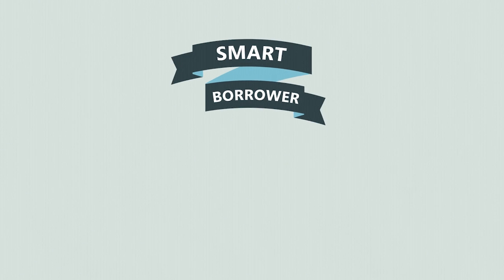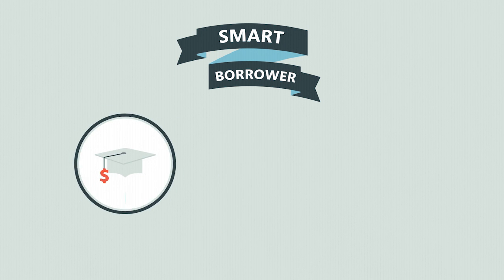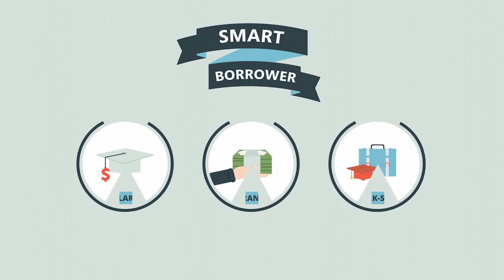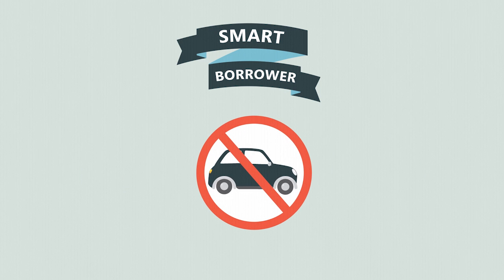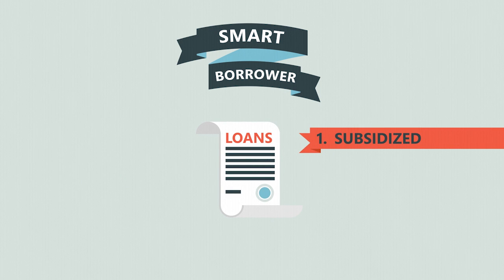Smart borrowers look closely at interest rates, as compounding interest can greatly increase the cost of a loan. Maximize their scholarships, grants, and work-study opportunities first. Only borrow what they need and never use student loans to cover non-educational or cost of living expenses. Accept subsidized loan options as their first choice of loan.